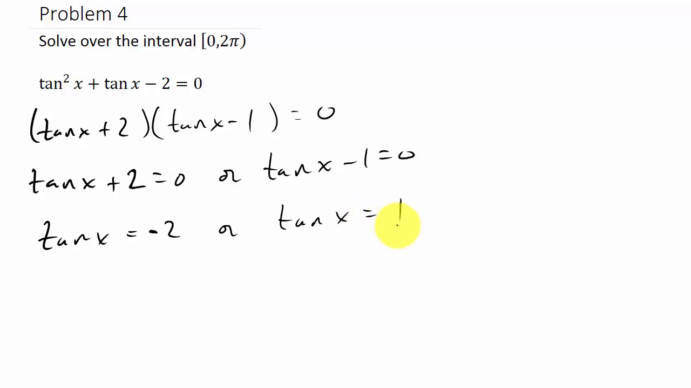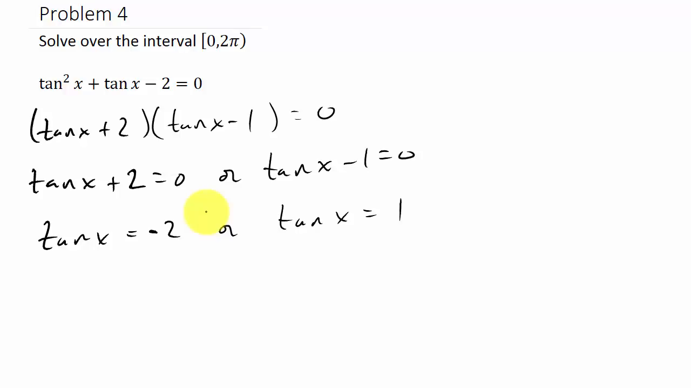So here we have tangent x equals 1. That's one of the special angles. We know that's 45 degrees, or pi over 4 in this case, so that one's not going to be too bad. Well, let's look at this one. Tangent x equals negative 2. That's not a special angle.